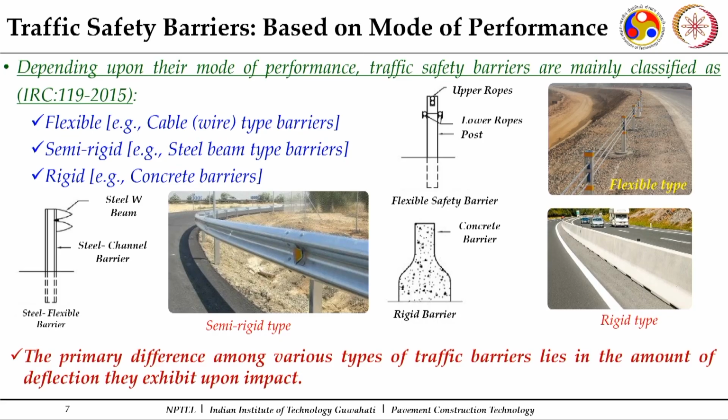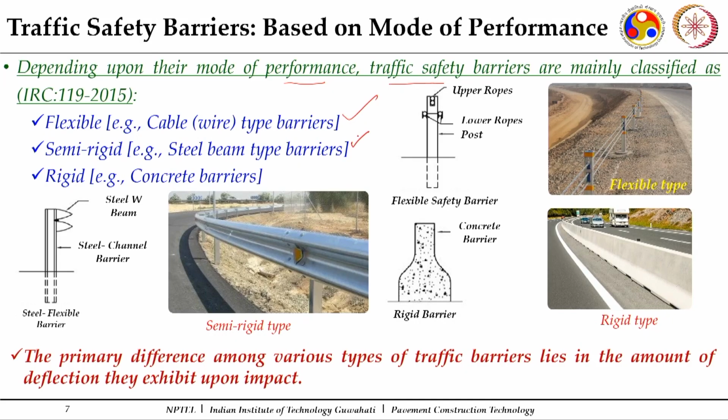Now, depending upon their performance, traffic safety barriers are mainly classified into three main categories. The first one is the flexible one, which is the one which can absorb the impact energy to a maximum extent.